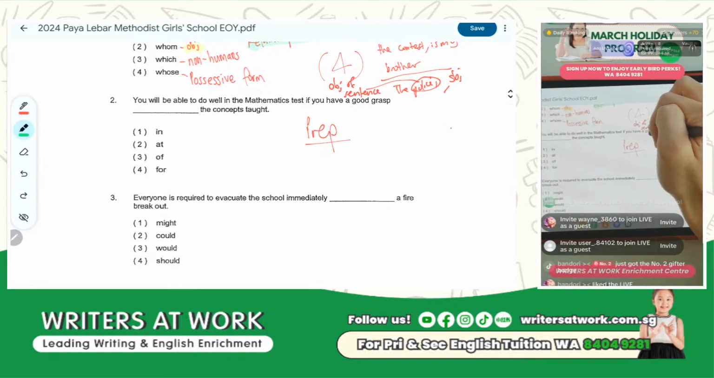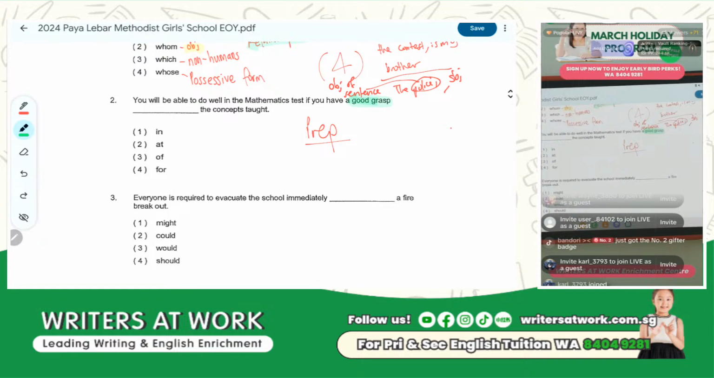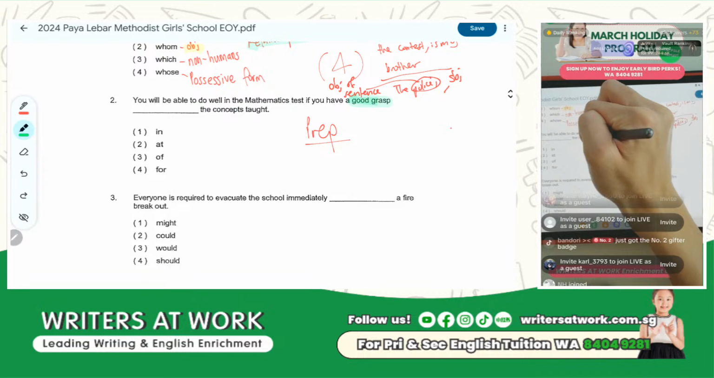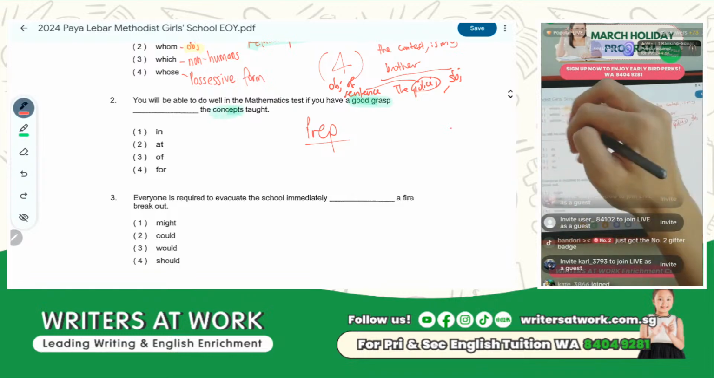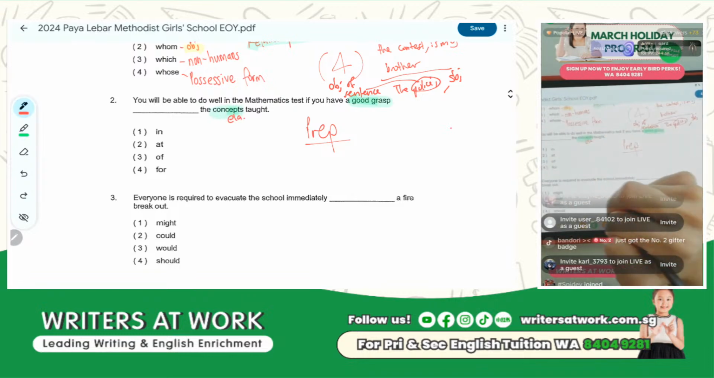You need to have a good grasp. That means you need to be good. You need to have the skills, the concepts, right? Good grasp means you understand the topic very well. And what is it that you need to understand well? It elaborates further by saying it's the concepts. So you can see this is a sort of elaboration.